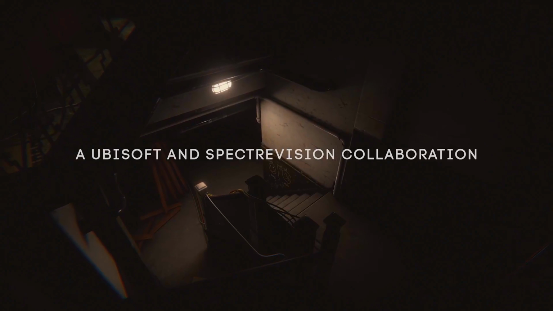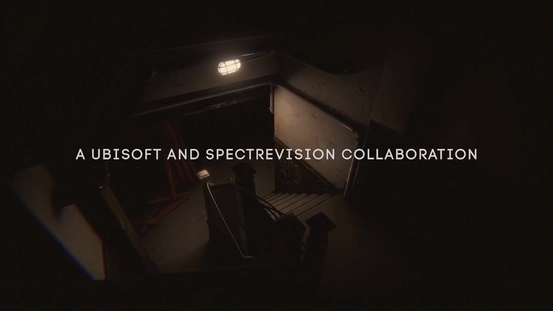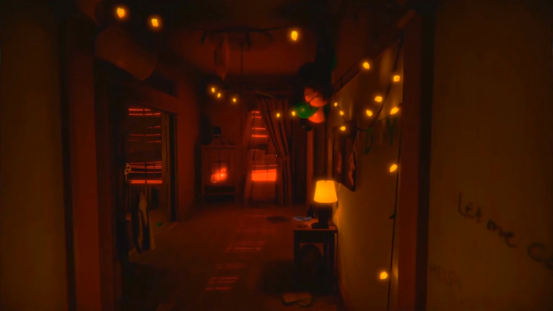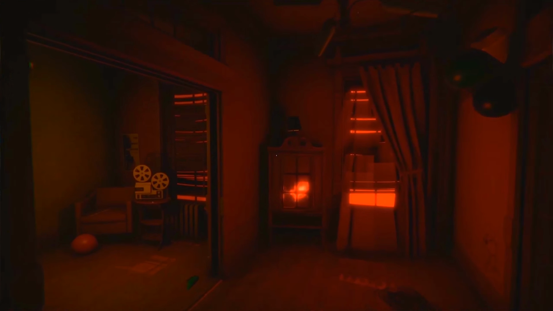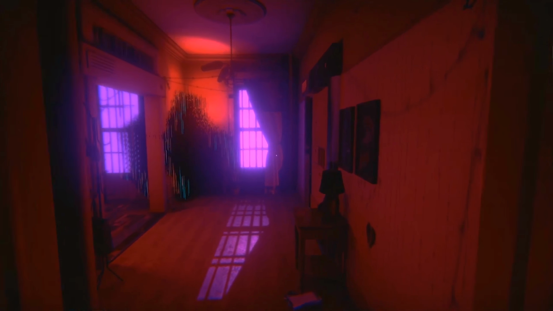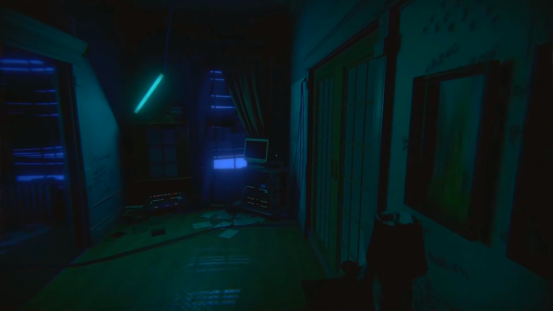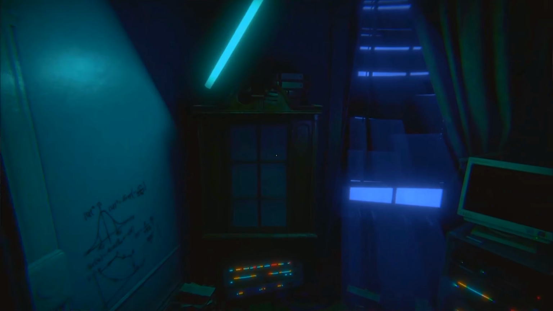This game is a product of a collaboration between Ubisoft and SpectreVision. How did that come to be? We were introduced to Ubisoft at E3 from a mutual friend. We were interested in the VR space, primarily from an experiential place. They flew us up to Montreal, and we sat and had multiple days of brainstorming, coming up with ideas, and it felt like we could do something.